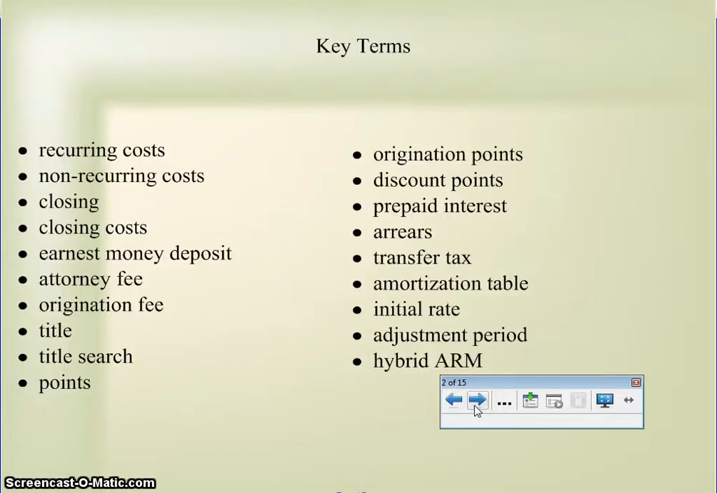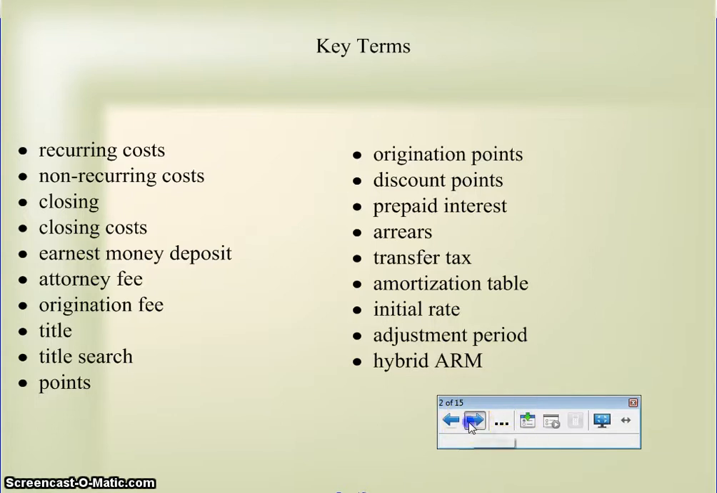Right here you'll see the vocabulary for the unit. Make sure that you've reviewed that from the textbook before watching this video.